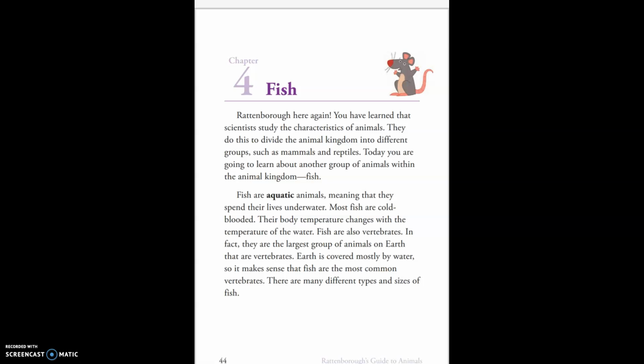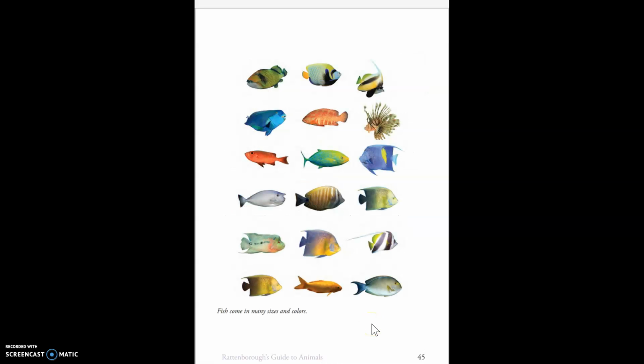Fish are also vertebrates. In fact, they are the largest group of animals on Earth that are vertebrates. Earth is covered mostly by water, so it makes sense that fish are the most common vertebrates. There are many different types and sizes of fish. Here's an illustration showing all the different types of fish, how they come in different sizes and colors.